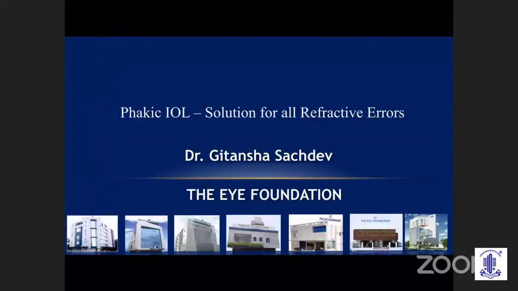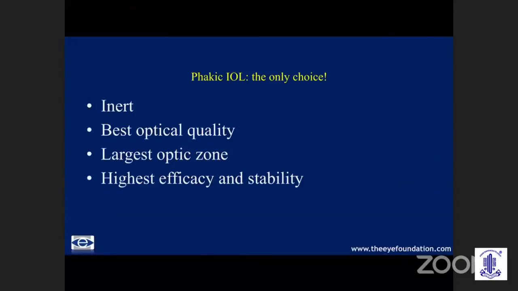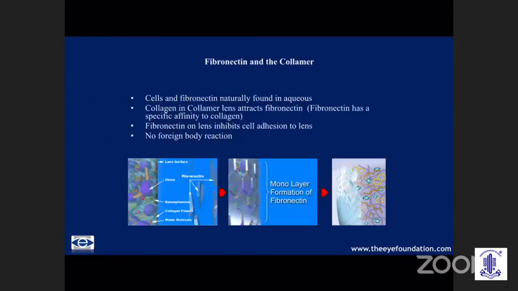So over the next few minutes, I'm going to describe why phakic intraocular lenses are my solution for all refractive errors. I have no financial disclosure. Now, there are a couple of characteristics of the phakic intraocular lens which make it my procedure of choice. The lens is biologically inert. It has a better optical quality, a larger optic zone, and higher efficacy and stability as compared to the keratorefractive procedures.